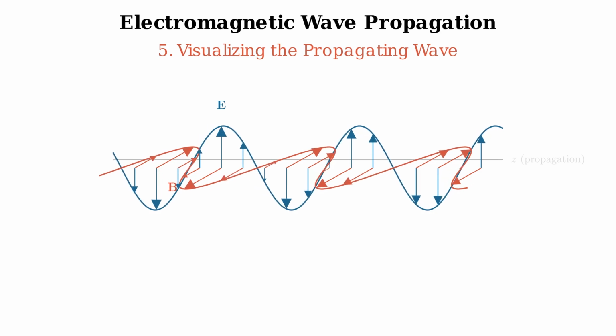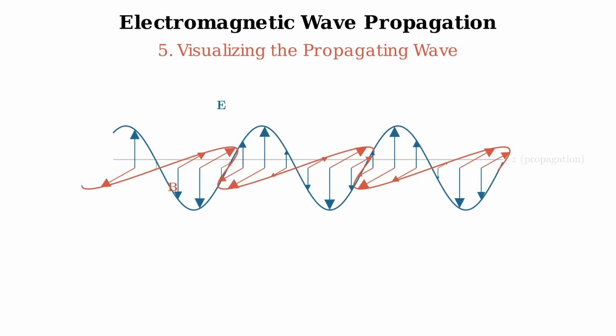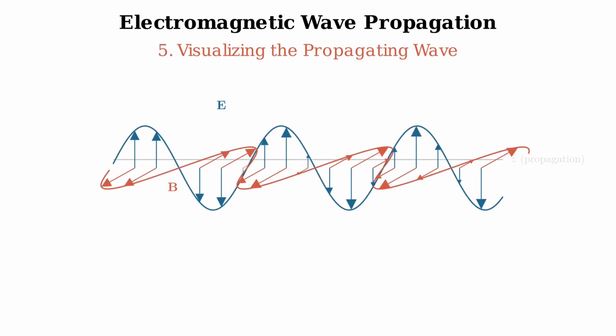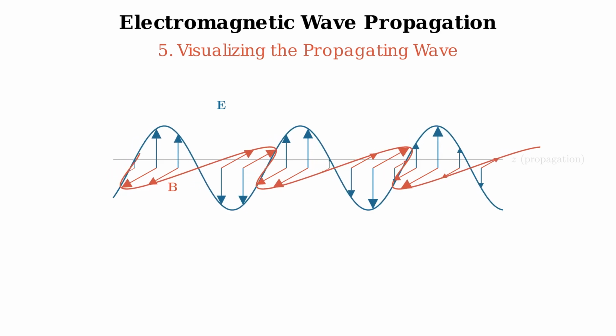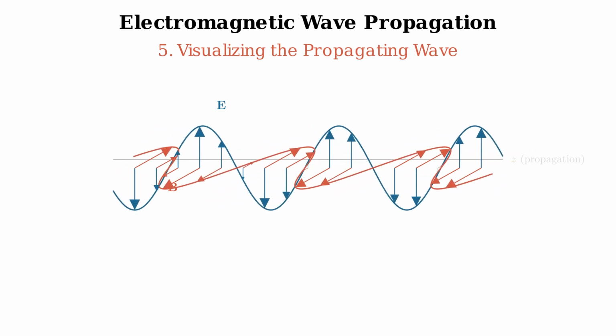Notice that E and B are perfectly in phase. They reach their maximums and cross zero at the exact same locations. As time moves forward, the entire pattern shifts to the right at the speed of light.